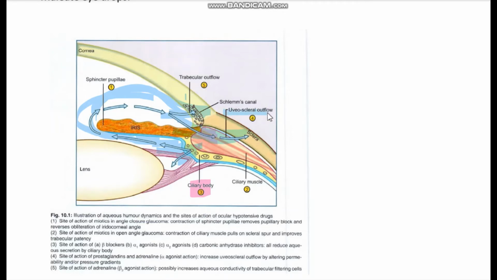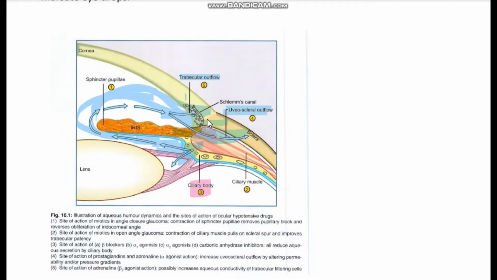So we have two outflows. One is the trabecular outflow, and the other one is the uveoscleral outflow. The rate of secretion at a time is equal to the rate of absorption, and there is never a buildup of the fluid in this anterior chamber.